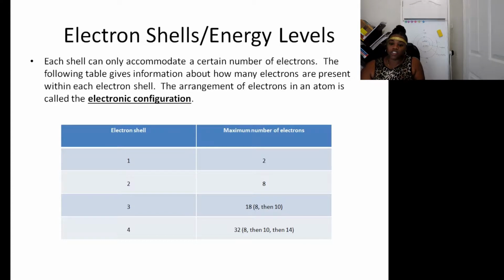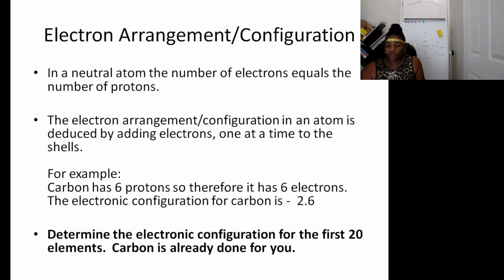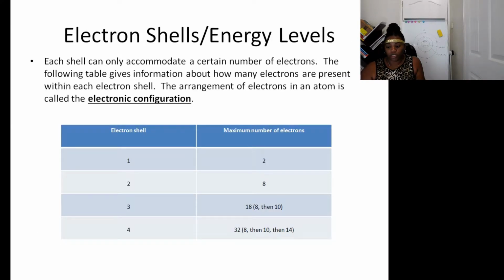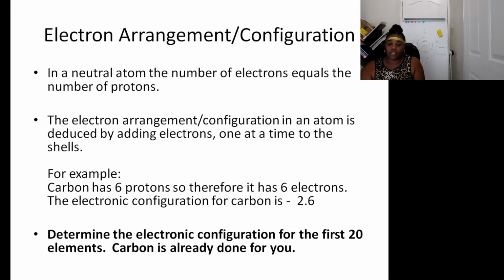So each shell can only accommodate a certain number of electrons. The following table gives information about how many electrons are present within each electron shell. The arrangement of electrons in an atom is called the electronic configuration. So, in the first shell you have 2, in the second shell you have a maximum of 8, in the third shell you would have 18, and the fourth shell you would have 32.